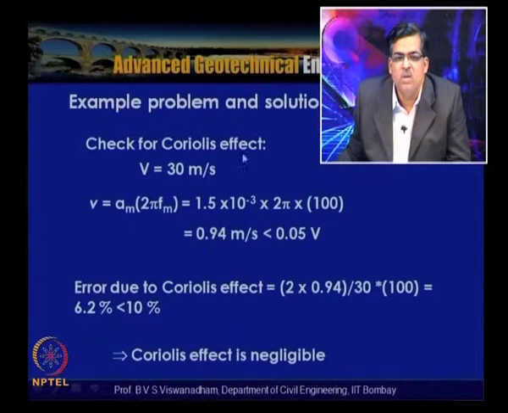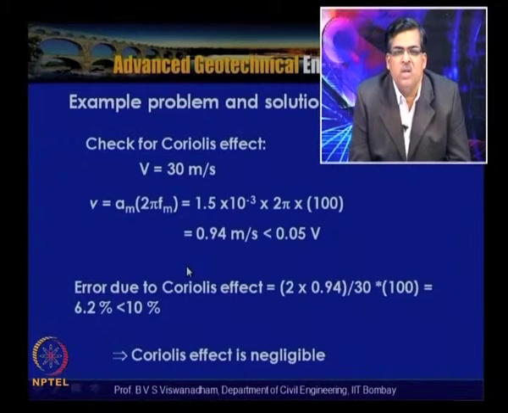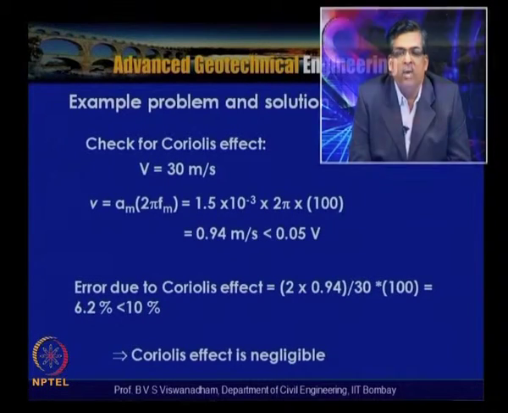So for the dynamic model here, whatever we have done, the error is actually 6.2%, which is less than 10%. So the dynamic model under consideration is one where the Coriolis effect is negligible. Like this, if you have any particular dynamic model, the presence of the Coriolis effect can be checked beforehand. In this problem, we have taken a model subjected to shaking, and we have also calculated whether the Coriolis effect is negligible, that is, the error due to the Coriolis effect.